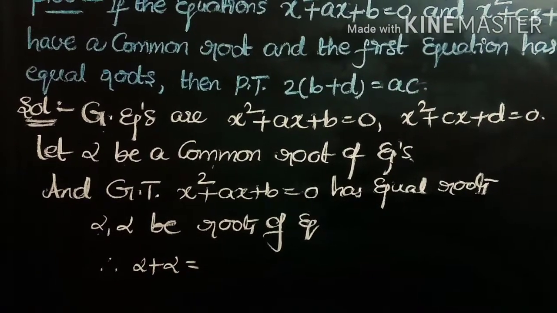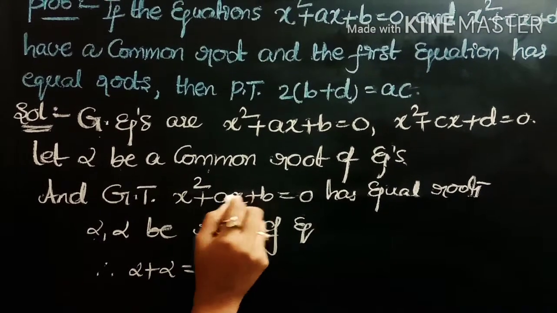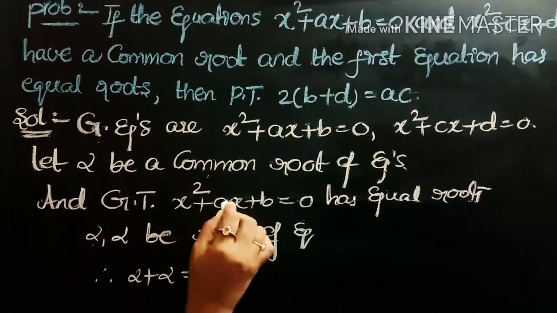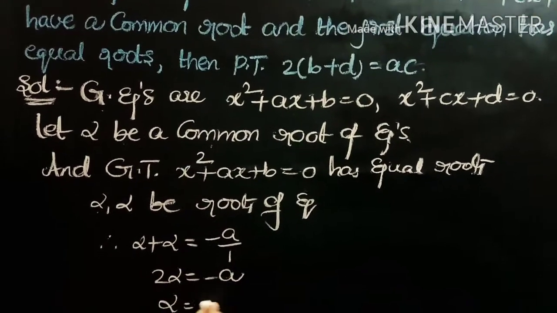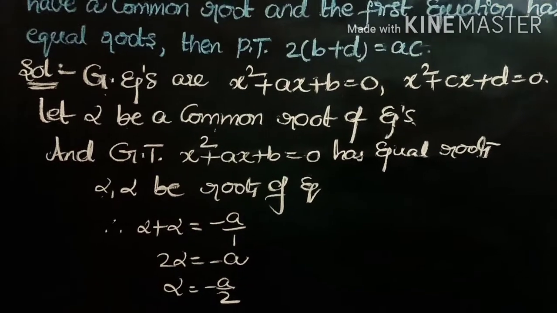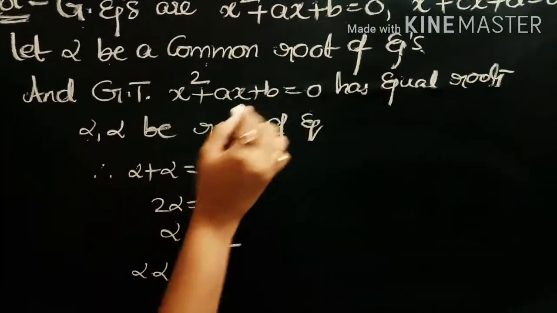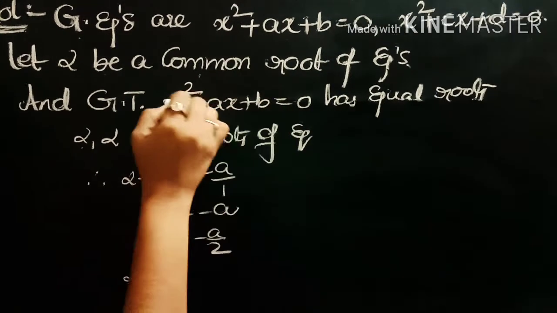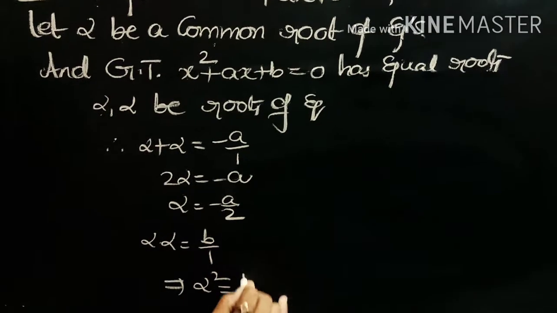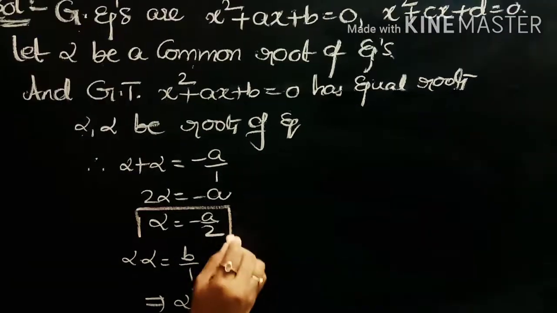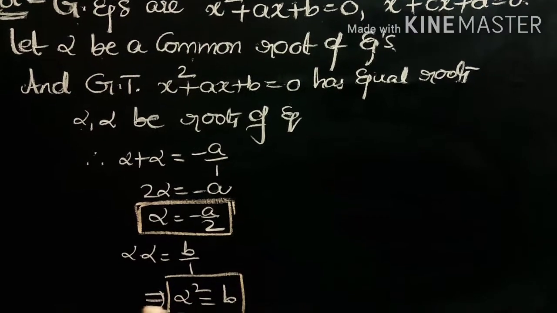Alpha plus alpha is equal to minus b by a, that is minus a by 1, minus x quotient by x square quotient, that is minus a by 1, which implies 2 alpha is equal to minus a, and then the value of alpha is equal to minus a by 2. And product of the roots, alpha into alpha is equal to c by a, that is constant by x square quotient b by 1, which implies the value of alpha square is equal to b. So here we have that alpha is equal to minus a by 2 and alpha square is equal to b.